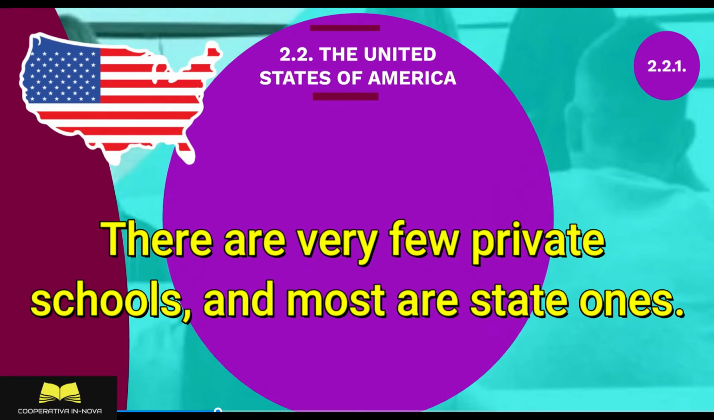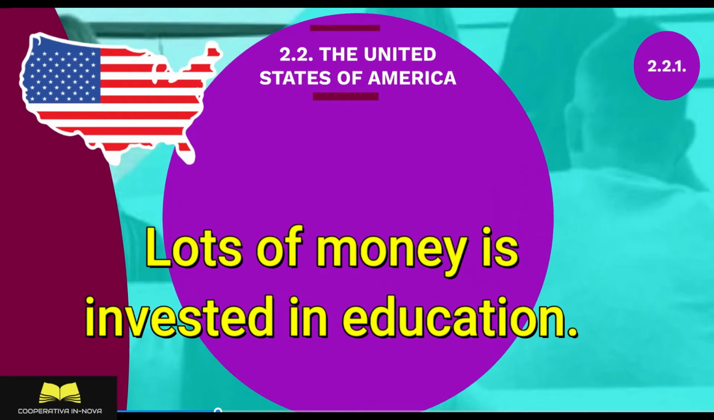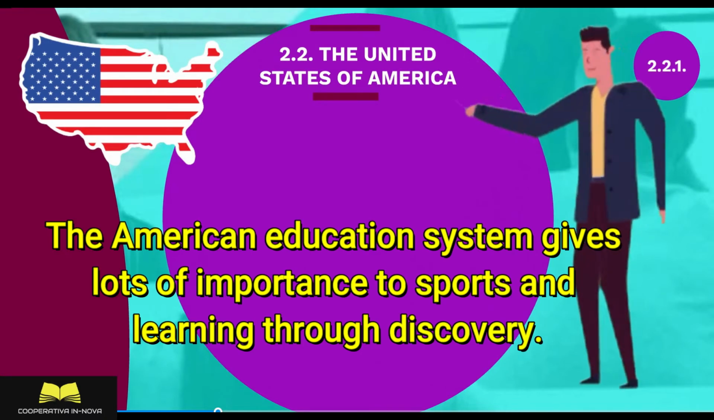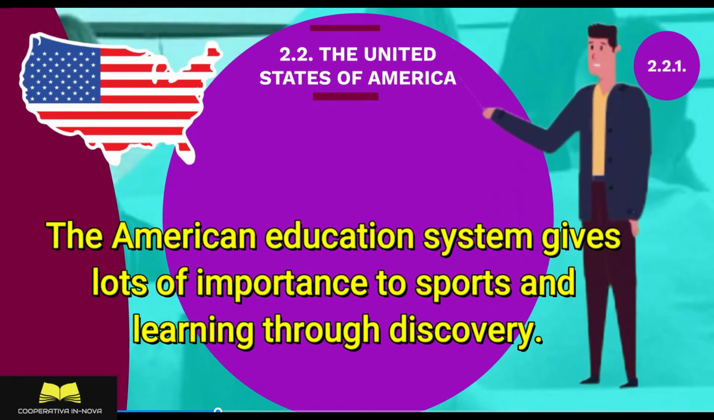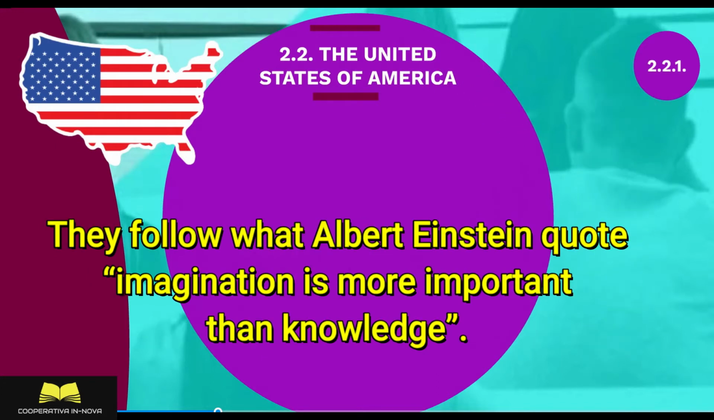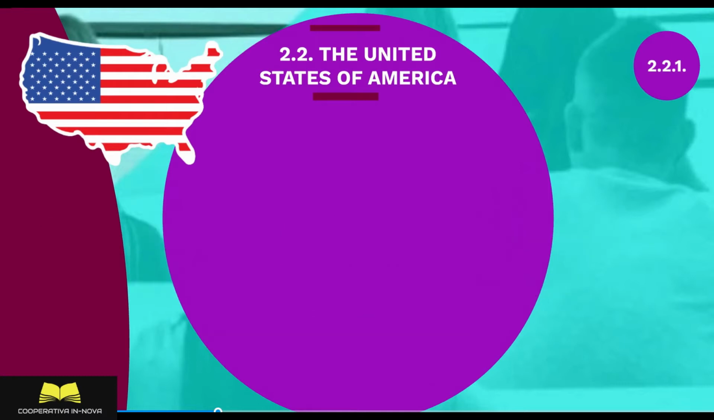There are very few private schools, and most are state ones. Lots of money is invested in education. The American education system gives lots of importance to sports and learning through discovery. They follow what Albert Einstein quote, "Imagination is more important than knowledge."